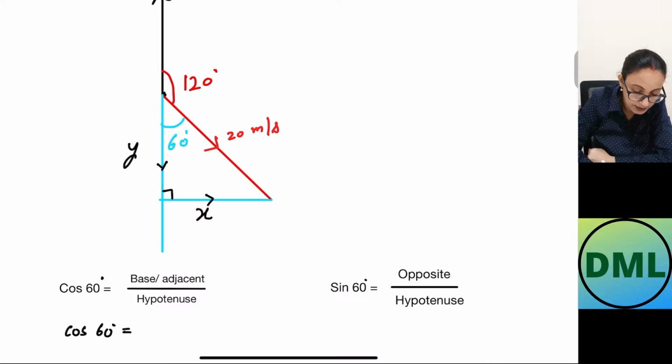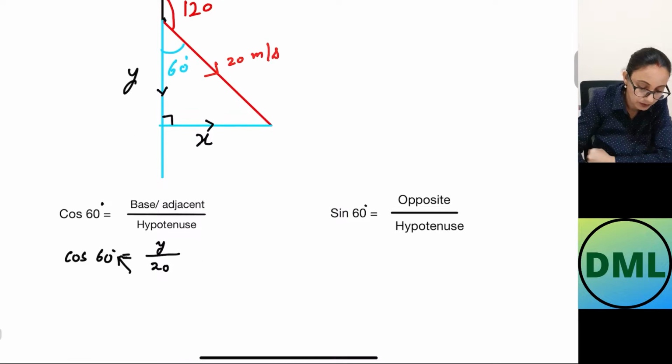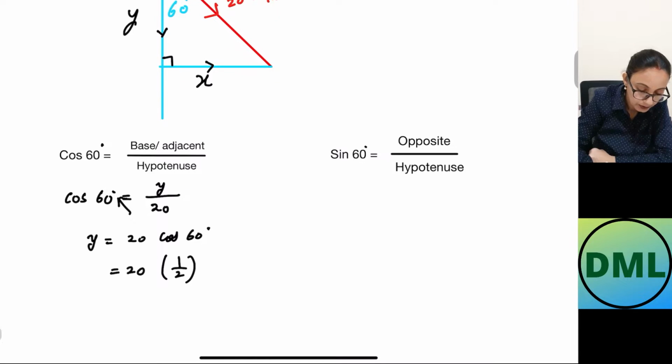Cos 60 degree is equal to base, y, over hypotenuse, 20. Let's do the cross multiplication on the other side. So that will be y is equal to 20 cos 60 degree. Cos 60 degree is half. So here 2 will get cancelled with 20 and it will be 10. So the y value is 10.